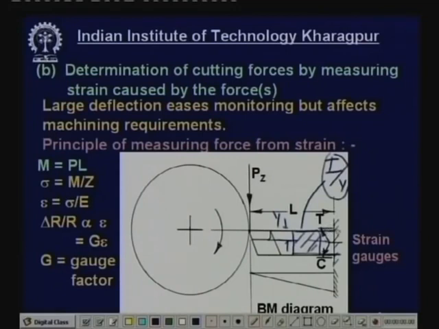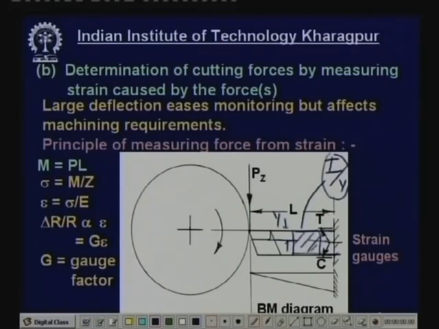So the strain here will be proportional to the stress. So strain is equal to stress divided by Young's modulus of elasticity of the strain gauge. Now because of the strain, the resistance will change. Electric resistance of this conductor or the strip, what we call strain gauge, will change.